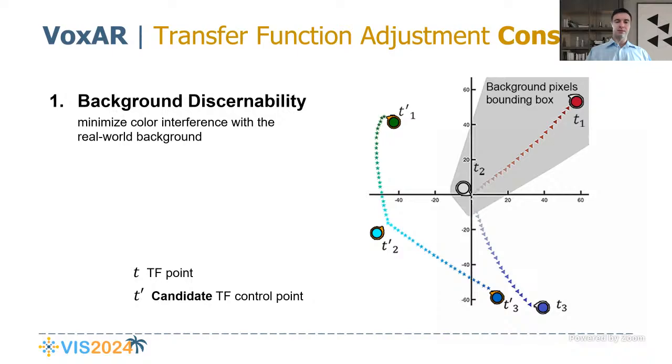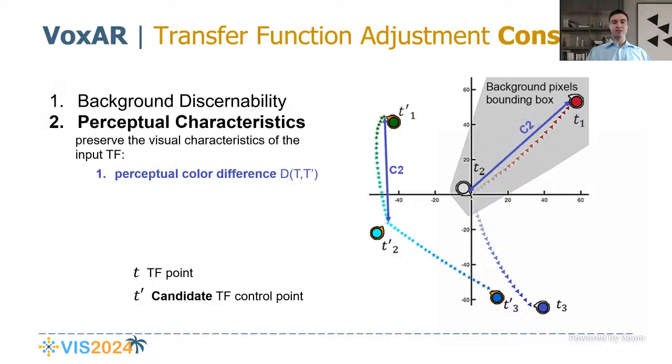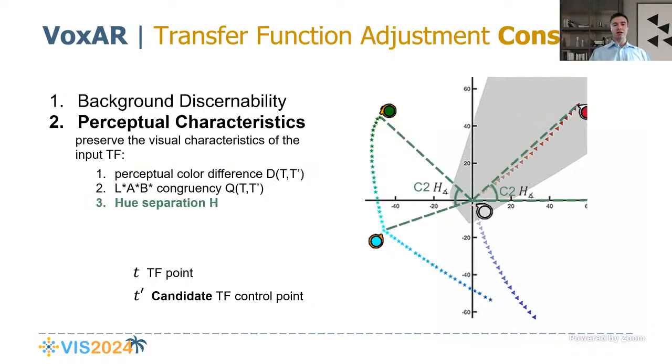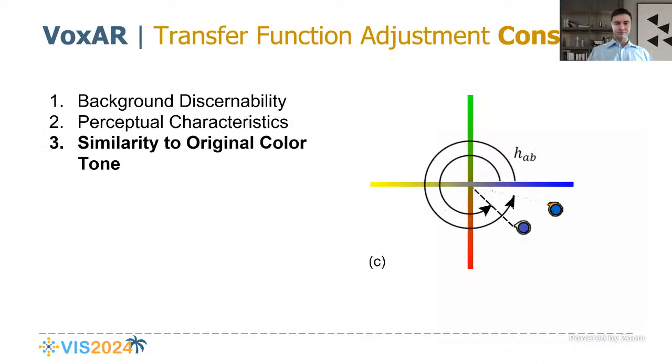a final result. The first is the background discernibility constraint, which attempts to move the transfer function to minimize its interference with the background pixels. The second involves maintaining perceptual characteristics so that the differences between the colors within the transfer function perceptually look the same. We do this with perceptual color difference, LAB congruency, and hue separation.